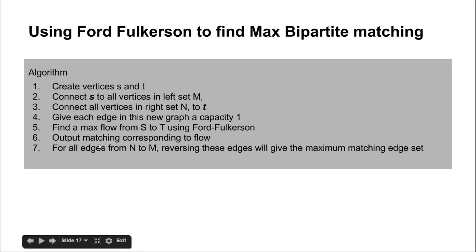Now the maximum flow, the maximum number of vertices which are matched in sets M and N, is equal to the max flow. And to get the matching corresponding to one particular maximum matching, all you need to do is reverse the edges from N to M, and you'll get the maximum matching edge set.